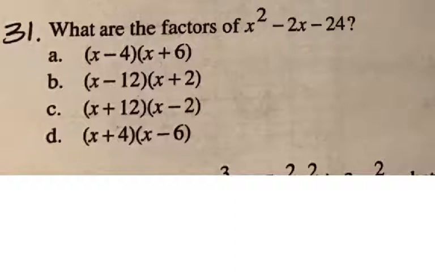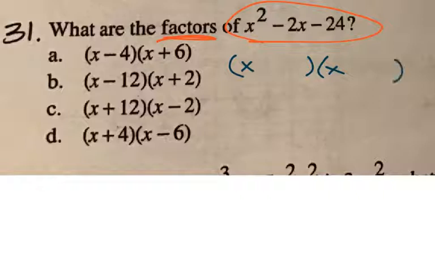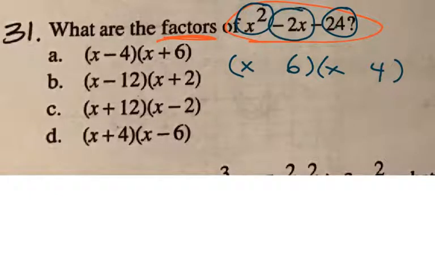Let's take a look at this one. Again, they're talking about the factors of this. So what are they telling you to do? Factor it. So I'm just going to take x times x, because that's going to give me x squared. With 24, I know 6 times 4 is 24. And the reason why I picked 6 and 4 is because a minus 2 is negative 6 plus 4.